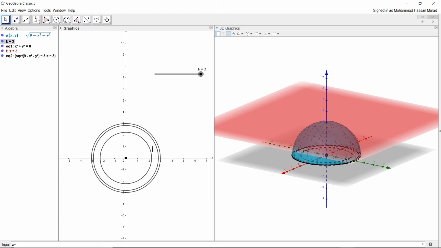So these are a few level curves of the sphere: 0, 1, 2, and 3.